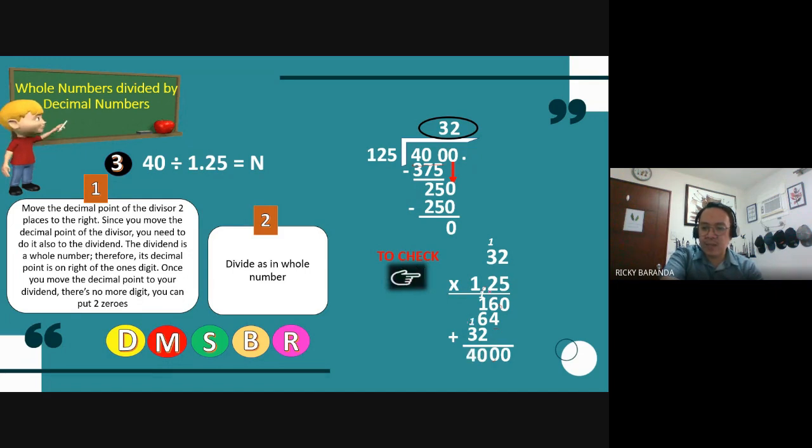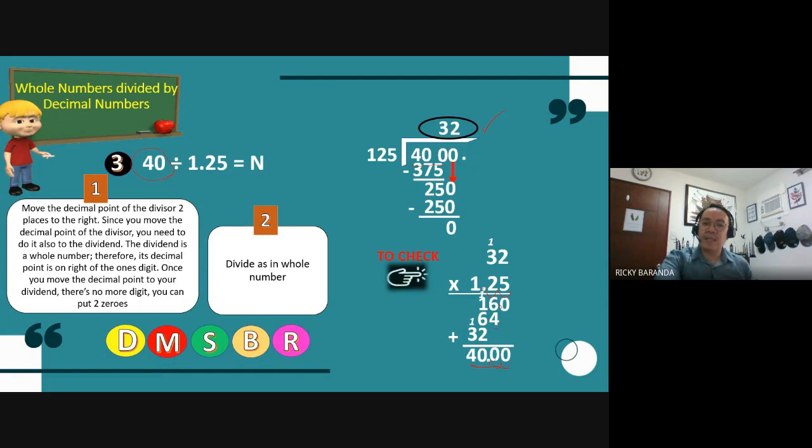So decimal place niya ay dalawa. So dalawa din dito. So mapupunta yun dito. So 40. Kung mapapansin nyo, 40 din yung nandito. So therefore, ang sagot natin ay tama. So that's how we divide whole numbers by decimal numbers.